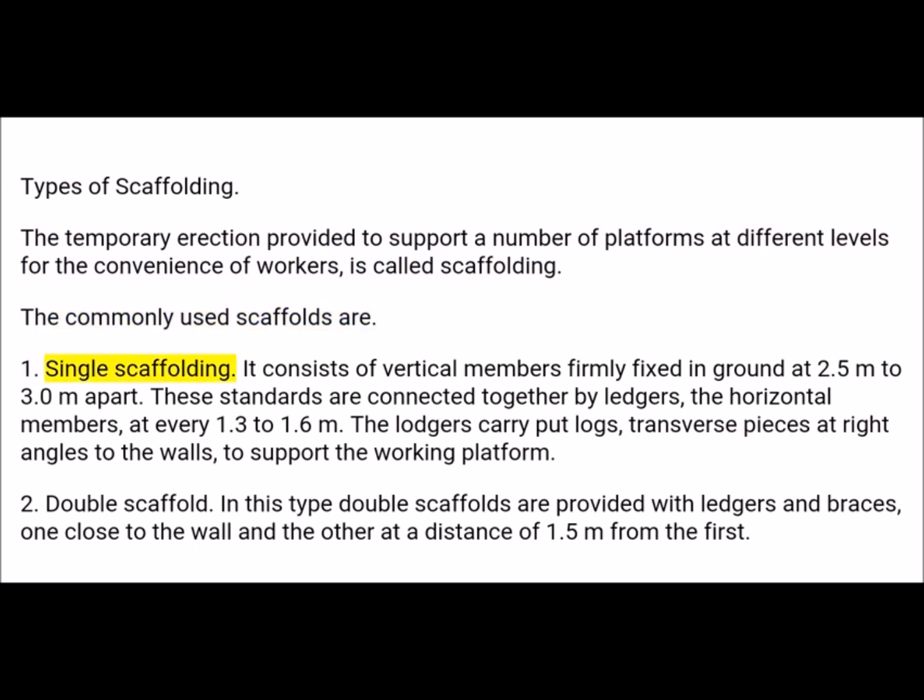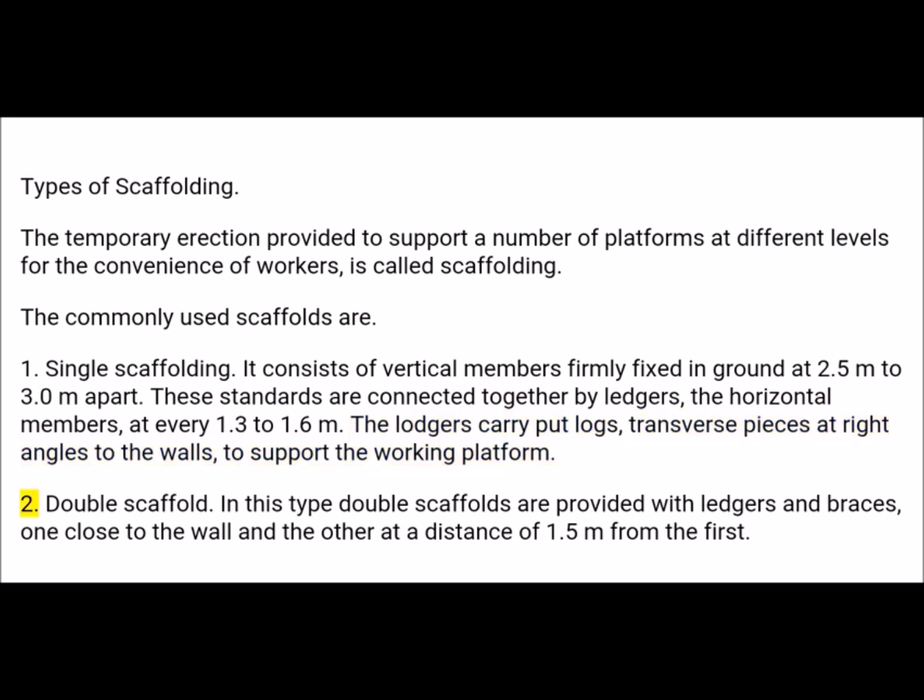1. Single scaffolding. It consists of vertical members firmly fixed in the ground at 2.5 meters to 3.0 meters apart. These standards are connected together by ledgers, the horizontal members, at every 1.3 to 1.6 meters. The ledgers carry putlogs, transverse pieces at right angles to the walls, to support the working platform.